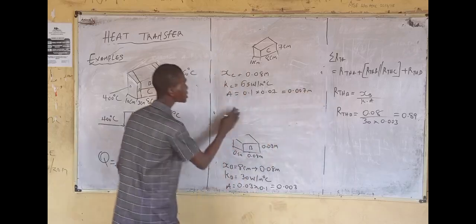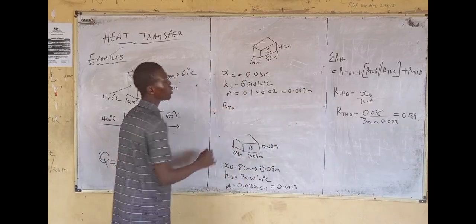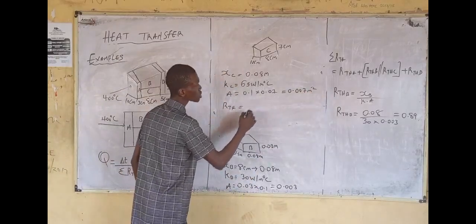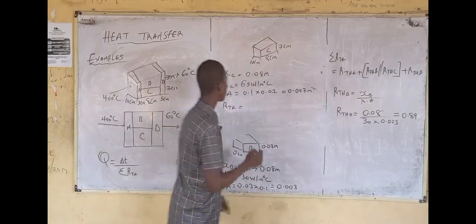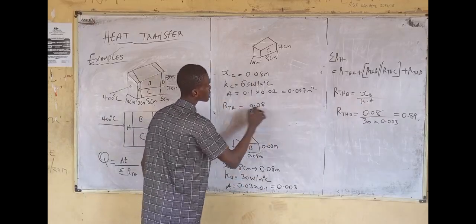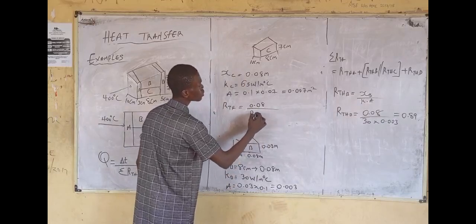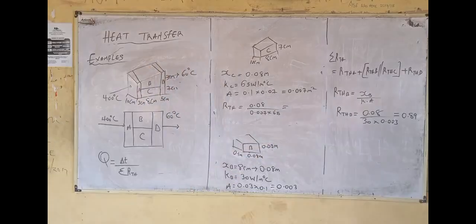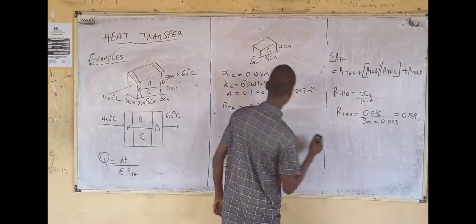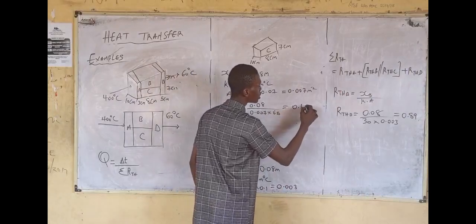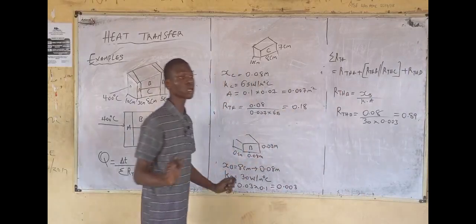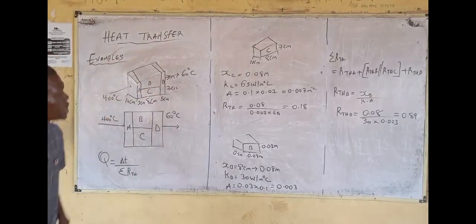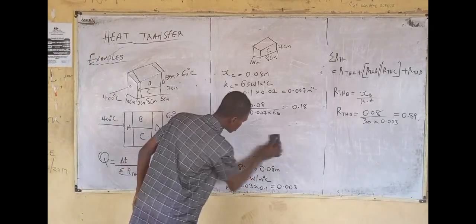0.007 meter squared. Hence, the thermal resistance of wall C is equal to what? Using this formula, 0.08 divided by 0.007 times 65. What's the value? 0.18, no approximation, right? Okay, moving on to the next wall, which is wall D.